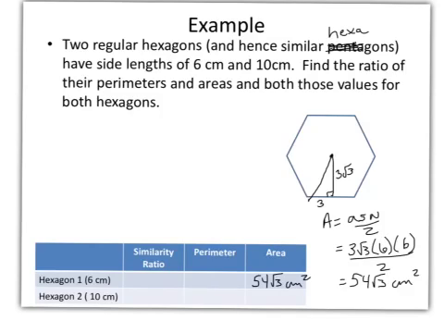Okay, now our perimeter should be pretty easy to figure out. For the 6 centimeter hexagon, it'll be 36 centimeters, and for the 10 centimeter hexagon, it will be 60 centimeters. Now we can use the ratio of our perimeters to find the similarity ratio between the two hexagons. Of course, you could also look at it with just the side lengths as well, and that would form a similarity ratio of 6/10, right, which is just 0.6.